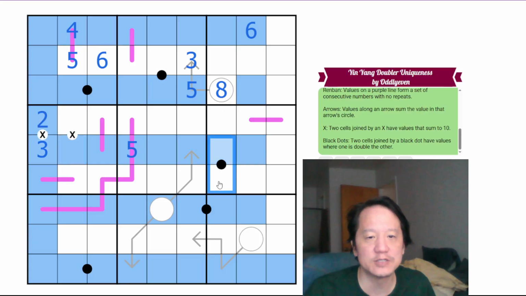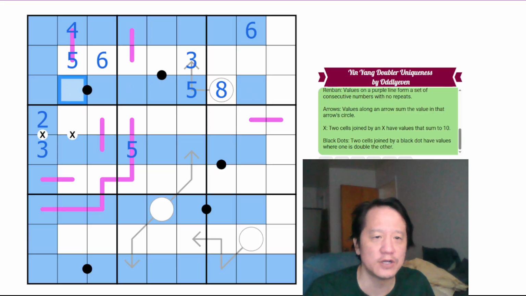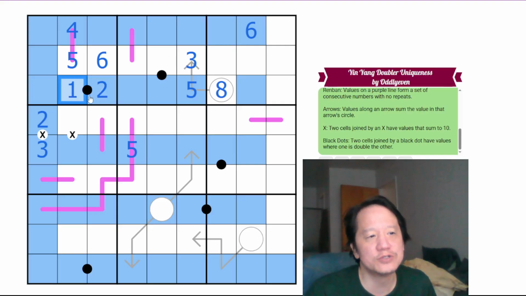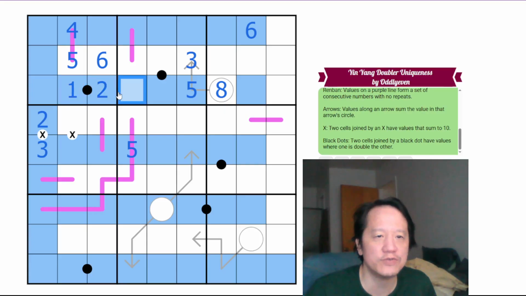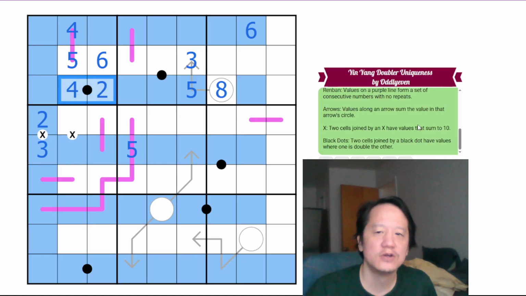And we have black dots, where 2 cells joined by a black dot have values where 1 is double the other. So then you could have something like 1 and 2 here. So 1 times 2 is 2, 2 times 2 is 4, and 2 and 4 are in a 1 to 2 ratio here. You could have actually had, if there's a 2 here, this could have been 1 or 4, but we already used a 4 in the box, so I didn't want to do that. But that's another example of how those black dots could work.